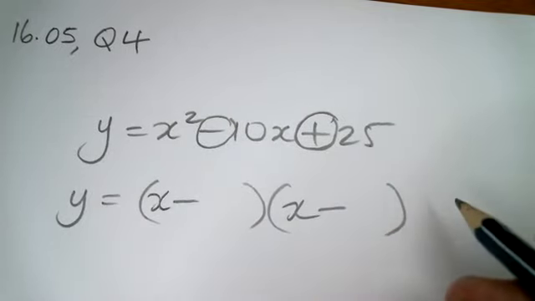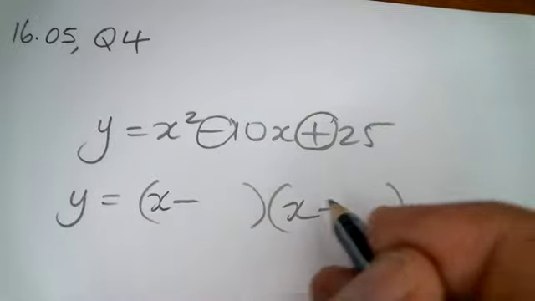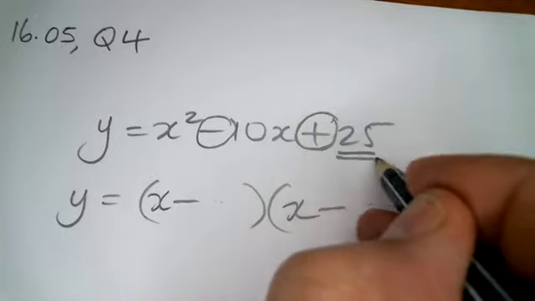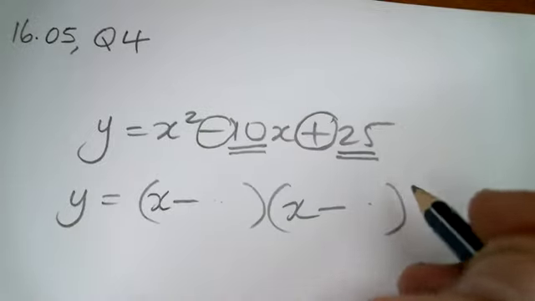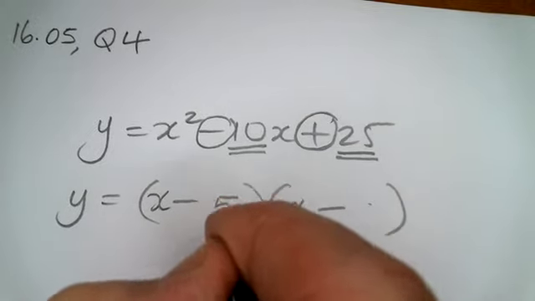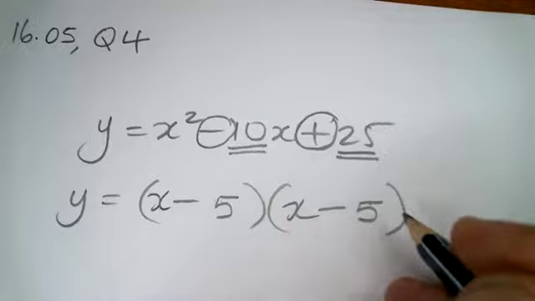In the meantime, though, we know that the numbers here have to multiply together to give 25 and add together to give 10. And the only two numbers that actually do that are going to be 5 and 5. You could, of course, work it out. You could go through all the numbers.